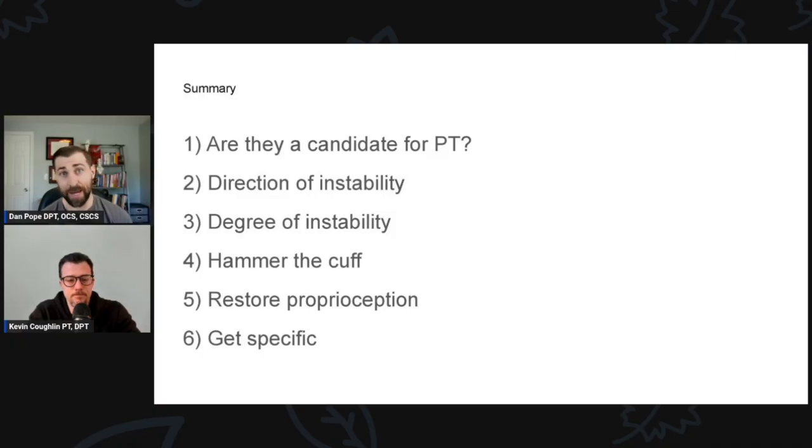Number 1, are they actually a candidate for physical therapy? Number 2, the direction of instability. That's going to dictate the exercise that you choose. Number 3, the degree of instability, which is also going to dictate where you start your exercise and how hard you push them. Number 4, we're going to talk about the rotator cuff. That baby is very important for these folks. Talk about restoring proprioception, which is number 5. One of the big things folks lose after shoulder instability, after dislocation. And lastly, getting specific. So returning back to sport or whatever activity that individual wants to get back to.